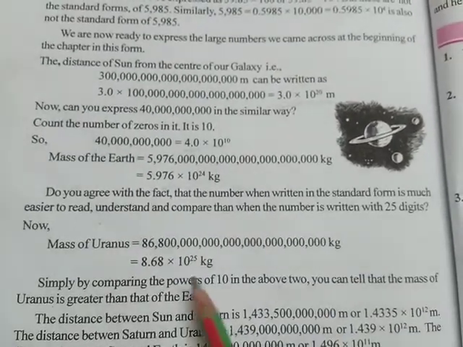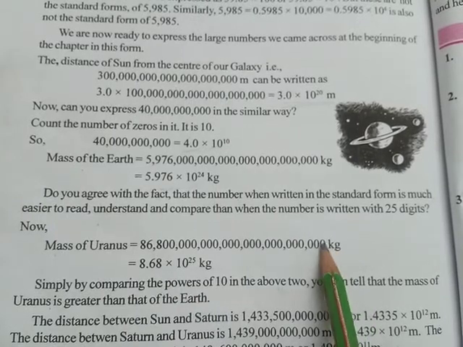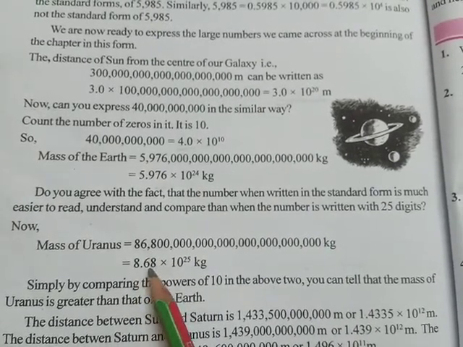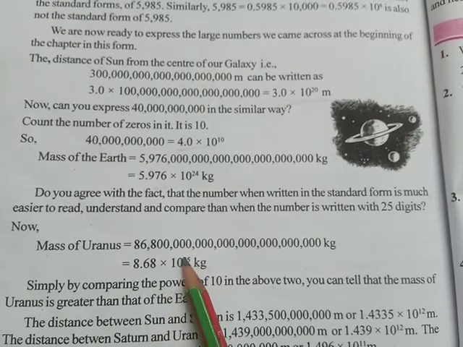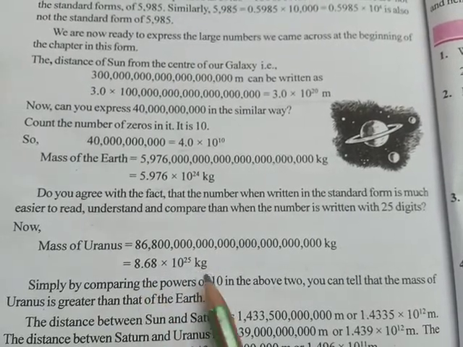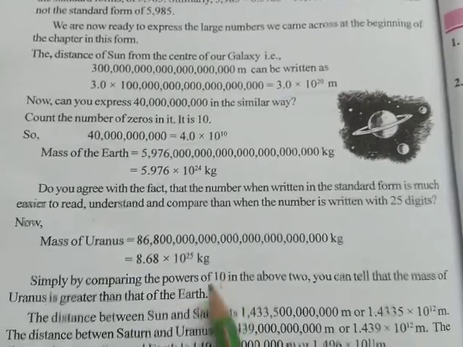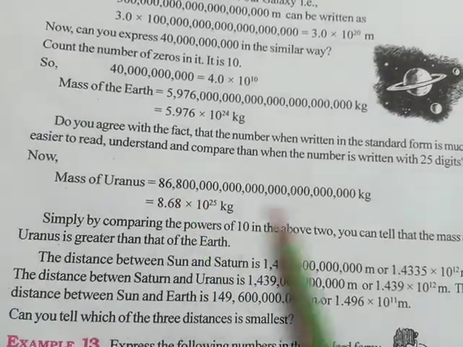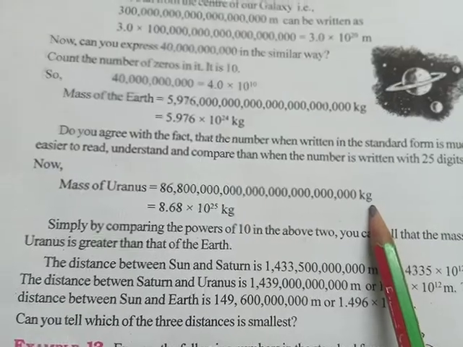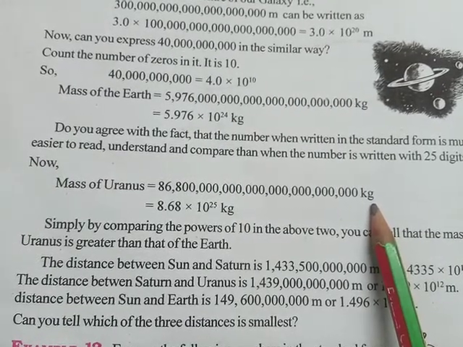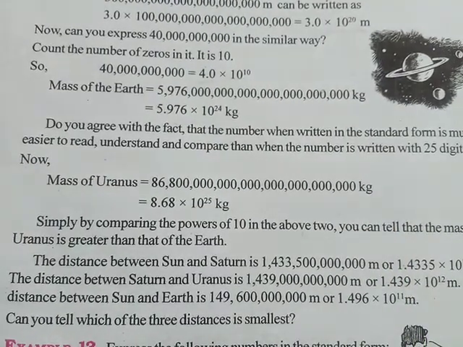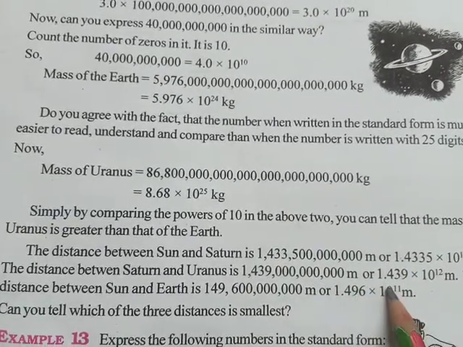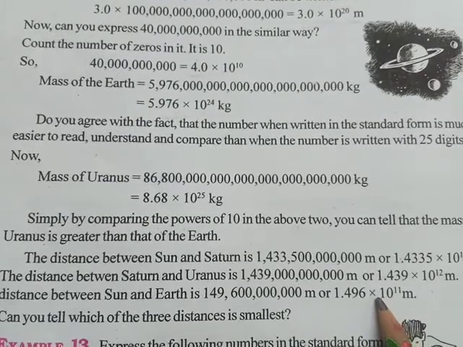Same way you have the mass of Uranus. So we can count from here. Till 25 you can count. So the answer is 8.68 into 10 power 25 kilogram. This is the mass of Uranus that you can conveniently read and write. So this way we can convert large numbers in terms of exponential form that can be readable and we can easily write it. Some more examples are given here that you can go through by yourself.